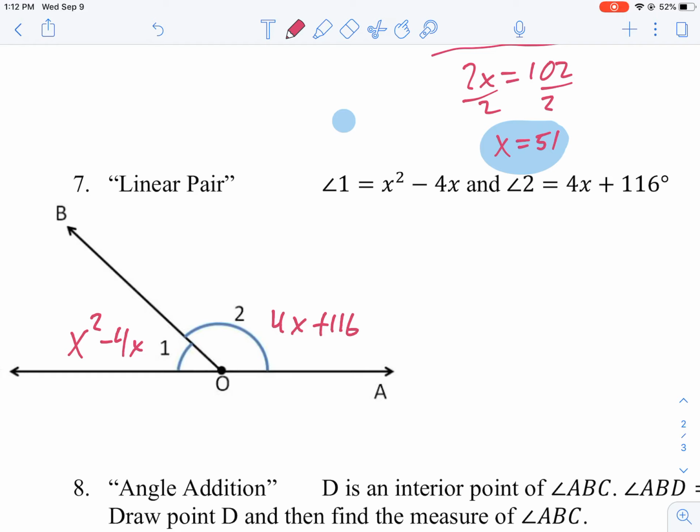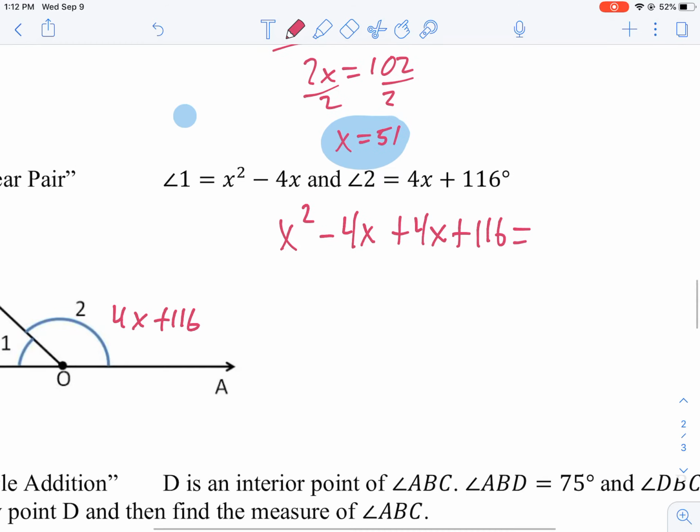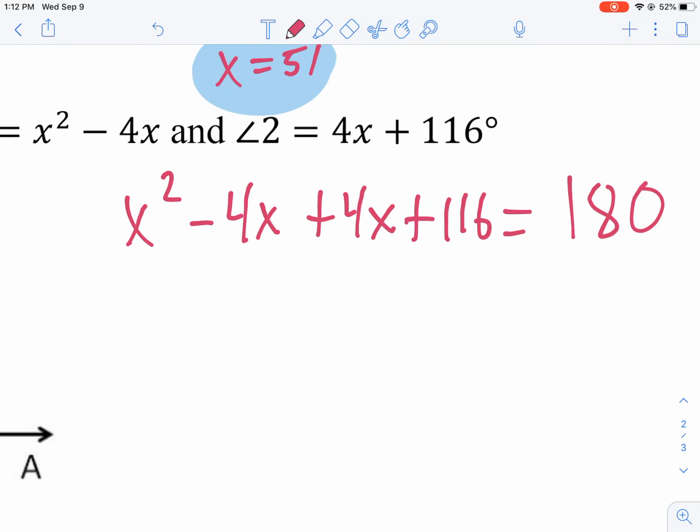So now we're going to add those together, and we're going to make them equal to 180 degrees. That is our fun fact about linear pairs: they have to add up to 180 degrees. So what are we going to do? Well, we are going to combine like terms. So negative 4x plus 4x, those actually cancel out, so those are going to go away. So we're going to have x squared plus 116 equals 180.